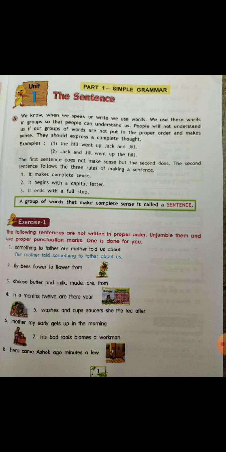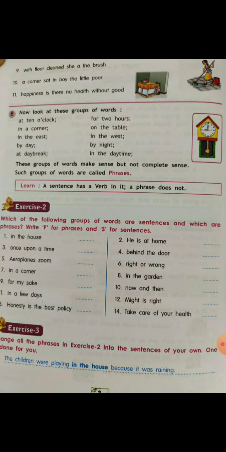Now we come to the other part of the lesson, and that is phrases. What do we mean by phrases? Phrases are also a group of words, but here they are not complete. We use maximum 2 to 3 words. In a corner, besides my bed, at daybreak, in the night. When such words are used, they make sense. You have probably understood the meaning, but they are not complete. Such group of words are called phrases, but they are not complete, so they are not called sentences.